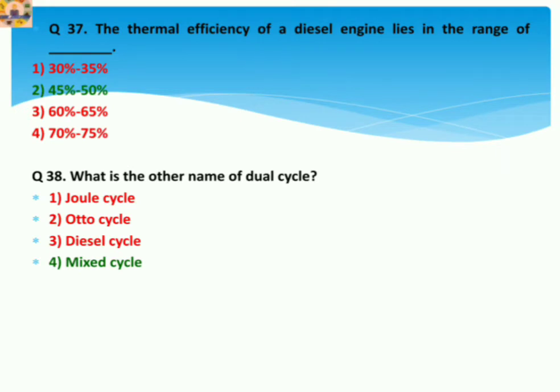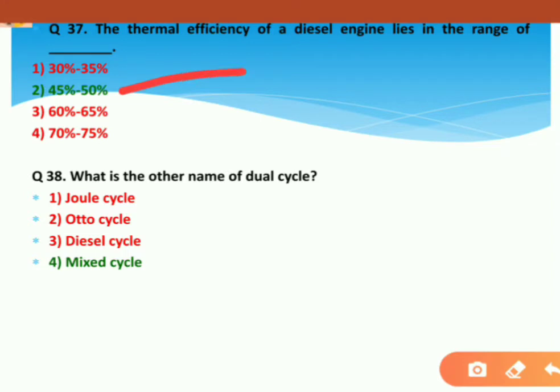37. The thermal efficiency of a diesel engine lies in the range of, here option 2 will be the correct answer. It's 45% to 50%. Actually it's around 40%, but here according to the question 45 to 50 will be the correct answer. And remember, for petrol engine efficiency will be around 30%. So let's proceed to next question.